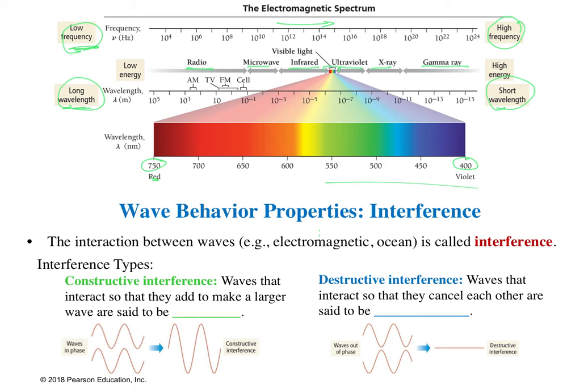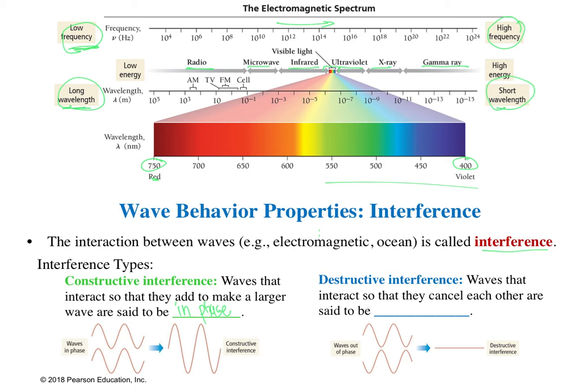When we have our waves interact, that's called interference. There are two types. There's constructive interference, so when waves interact in a way that makes them bigger, we call that constructive. They are in phase. So kind of like a peak adding up with a peak to make a bigger peak.